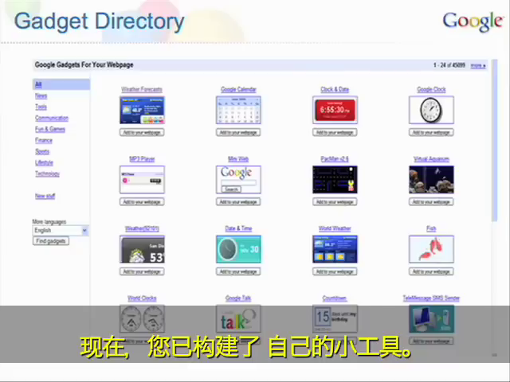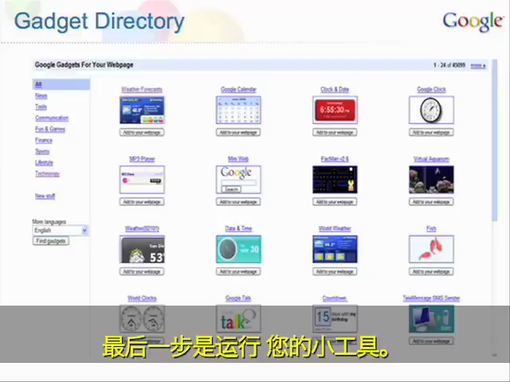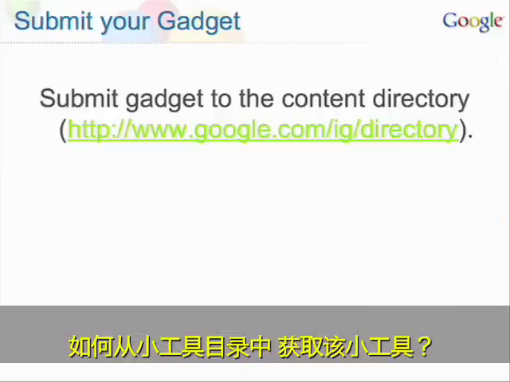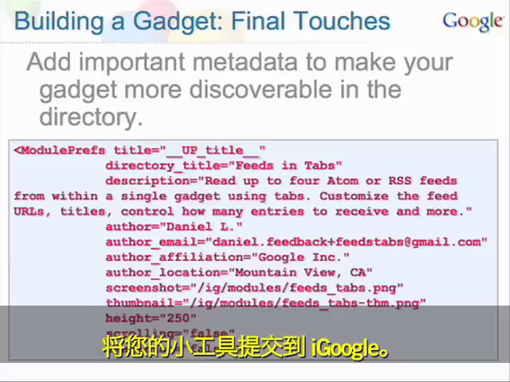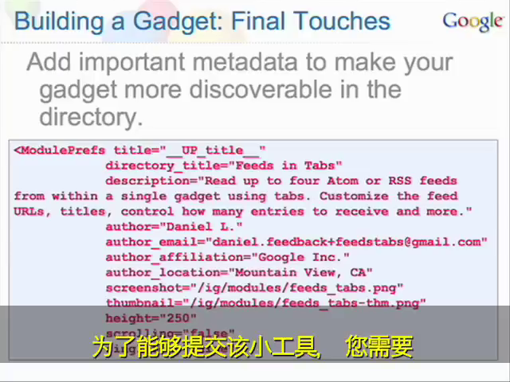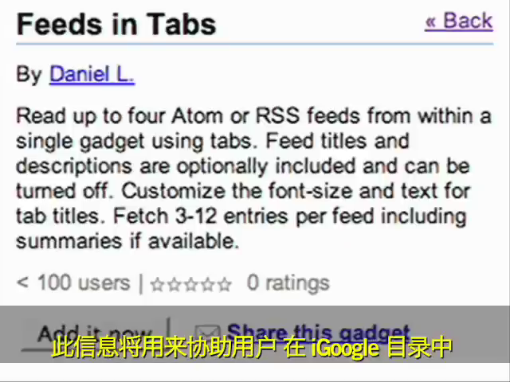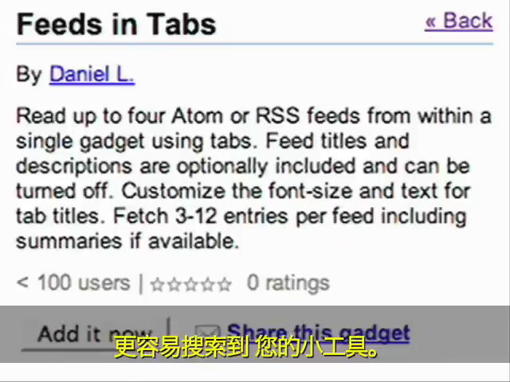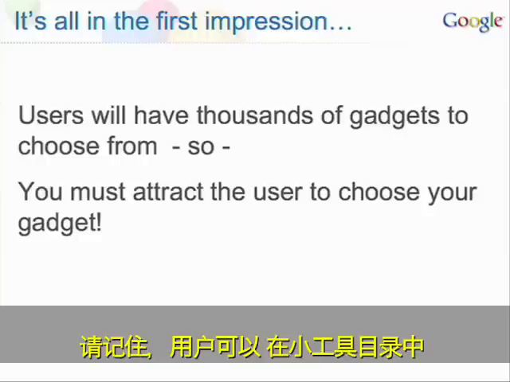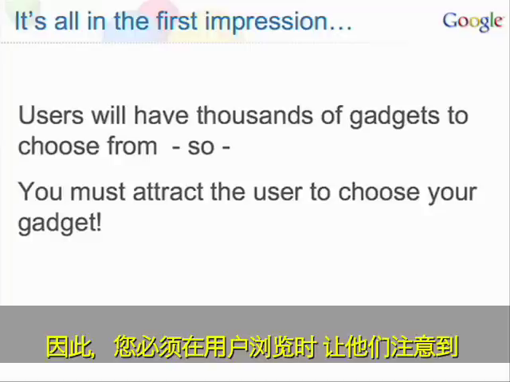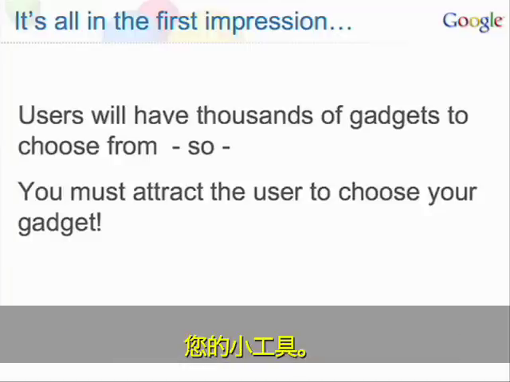So now you've built your gadget. The last step is to put your gadget in action. How do you get it in the gadget directory? Submit your gadget to iGoogle. In order to be able to submit this gadget, you need to add some metadata about your gadget. This information is what will be used to help make your gadget more searchable in iGoogle's directory. Remember, users will have thousands of gadgets to choose from in the gadget directory, so you must attract a user to your gadget when they are browsing.